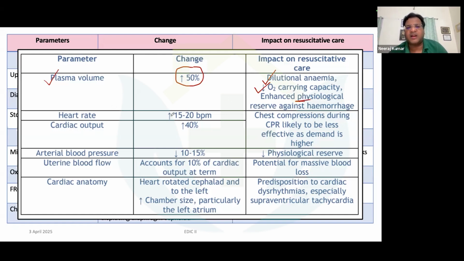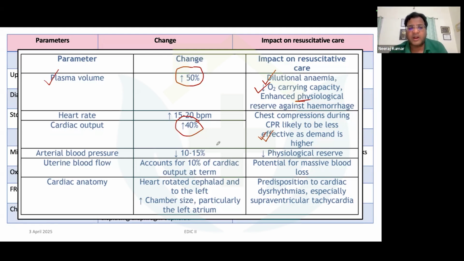And now the second point is heart rate. The heart rate is going to increase by 15 to 20 beats per minute. Cardiac output is going to increase by 40%. So chest compressions during CPR are likely to be less effective as demand is higher. That's why chest compressions may be less effective if you are doing CPR.